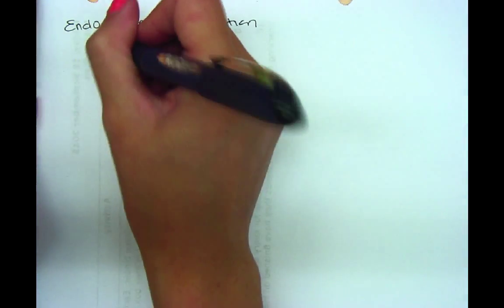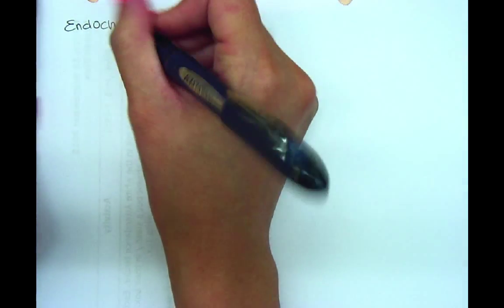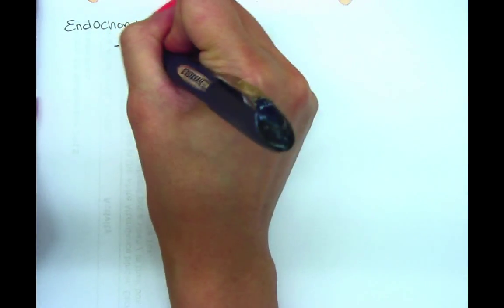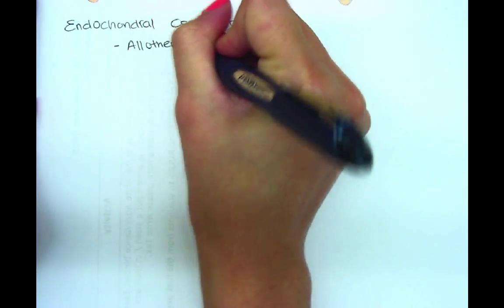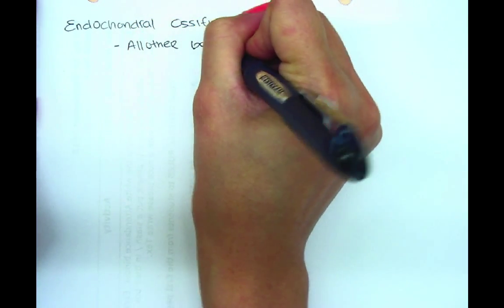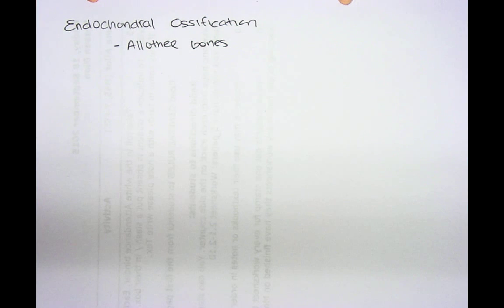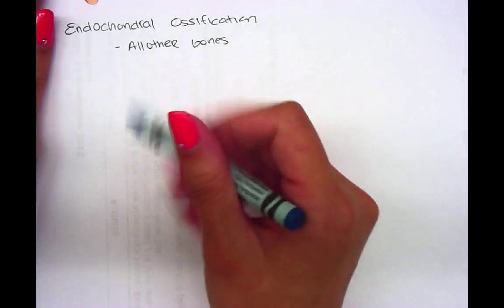And this is the type of ossification that forms pretty much all other bones. You can think of it as all the bones beneath your skull, well, with the exception of your collarbone. So the way endochondral ossification works is your body first develops cartilage.